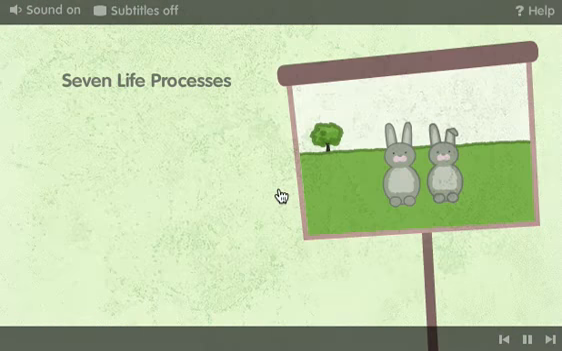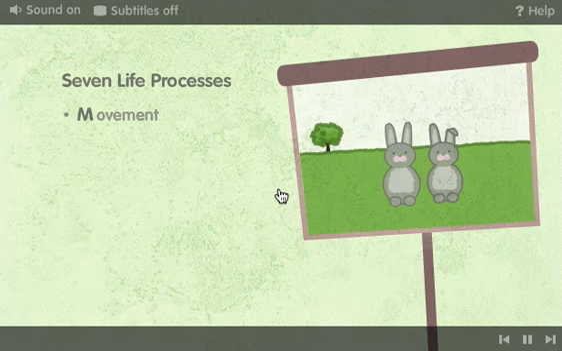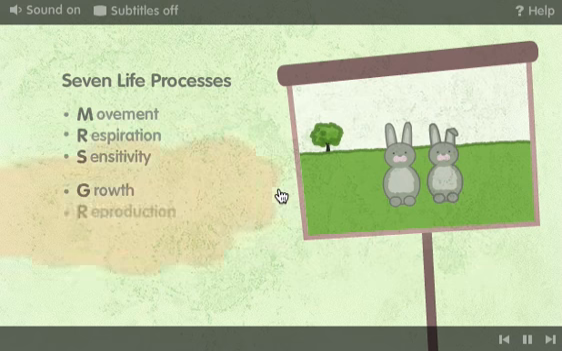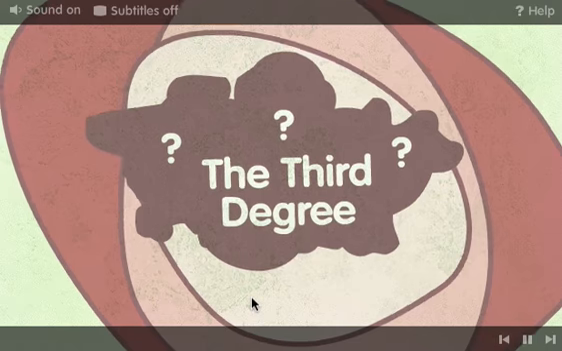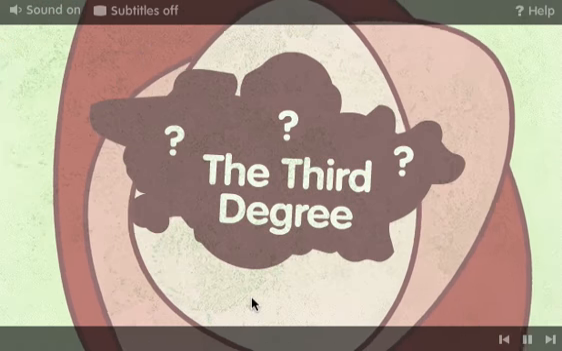There are 7 processes common to all living things. Remember Mrs. Gren. Movement, respiration, sensitivity, growth, reproduction, excretion, nutrition. Okay, so what were those life processes again? Let's see how much you've taken in.